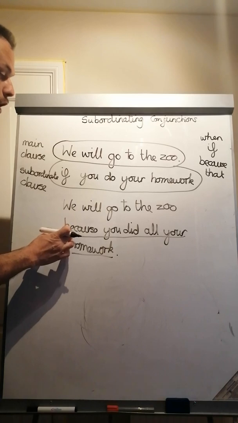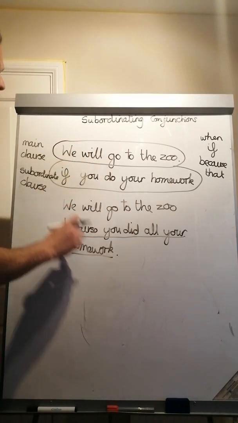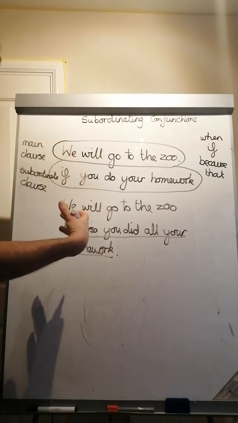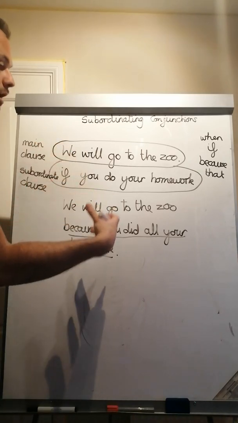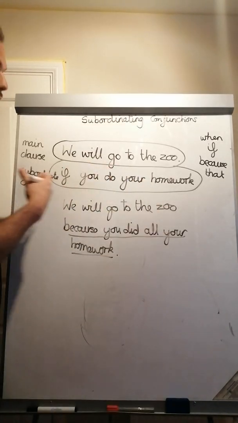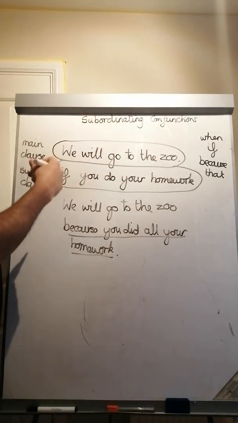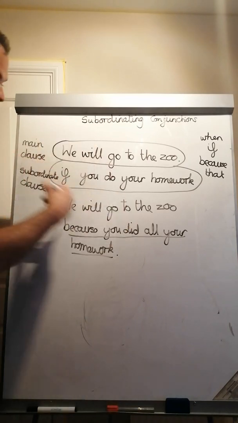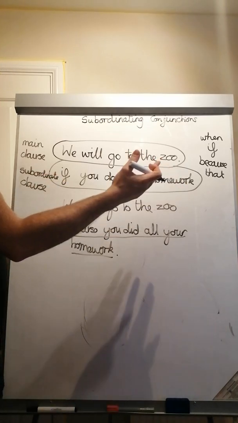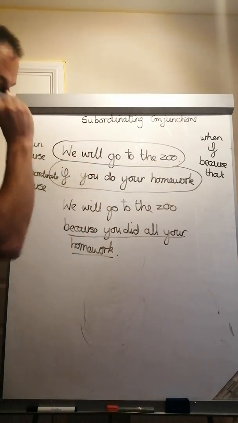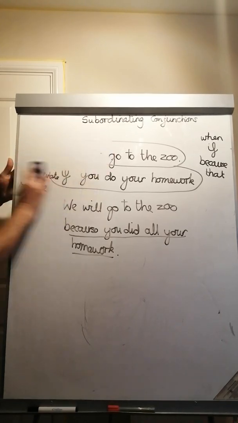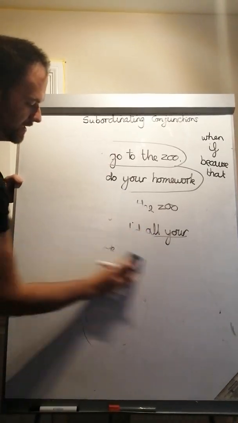Okay? Because is the opposite of if. So there's got to be a reason. Now, it's not the condition. It's got to be a reason why they're going to the zoo. We will go to the zoo because you did all your homework. We will go to the zoo because it is sunny. Because it is nice weather today. Because it is the summer holidays. Because I want to. All will work. Right. So those two quite closely linked together.